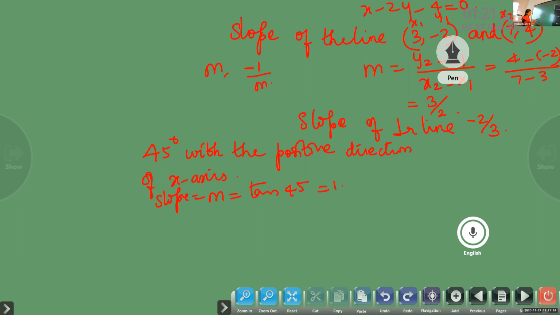What is the slope of the x-axis? Yes, the slope of the x-axis is 0, and the slope of the y-axis is not defined.